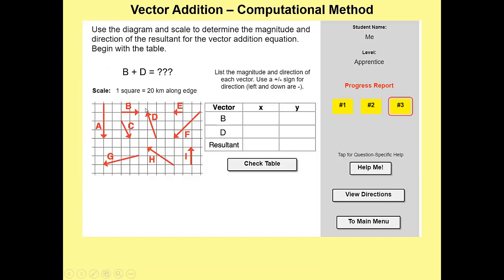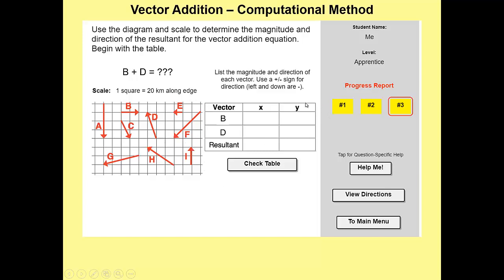So you'll notice it's on a grid. Notice that there's a scale for the grid, and that scale's not always the same, so make sure you're checking it out. In this case, the scale is every 1 square is 20 kilometers. I want to add B and D. Well, here's vector B and here's vector D. Now, sure, I could draw B, and then from the head of B, I could draw D, and then I could draw the resultant in, right? But he just kind of wants you to do this using the method we just talked about.